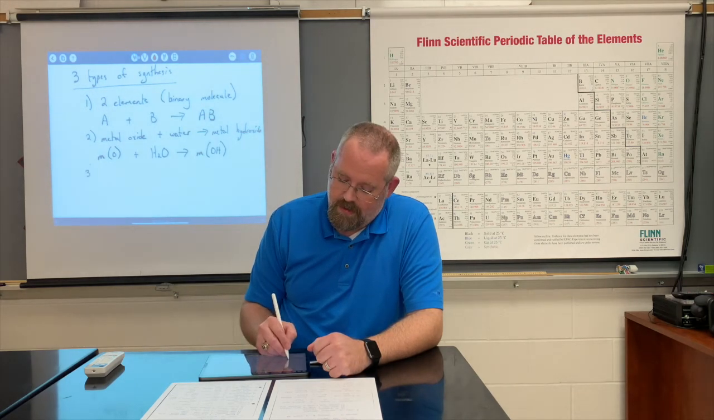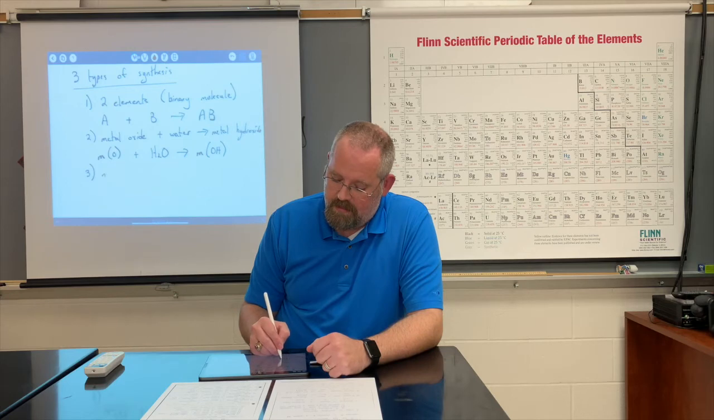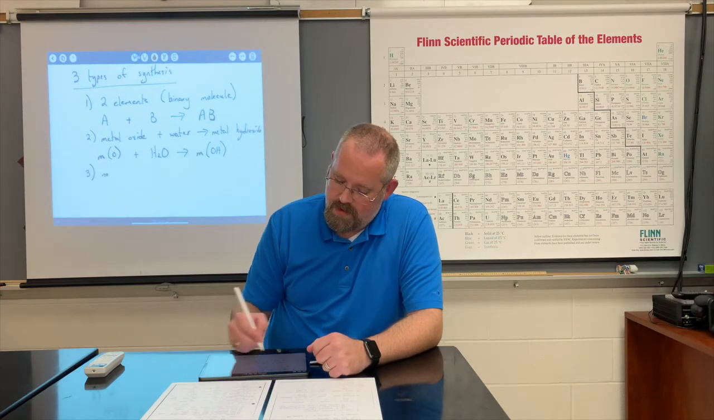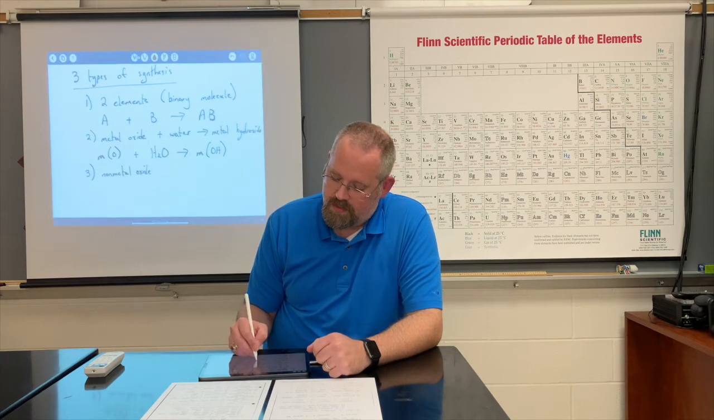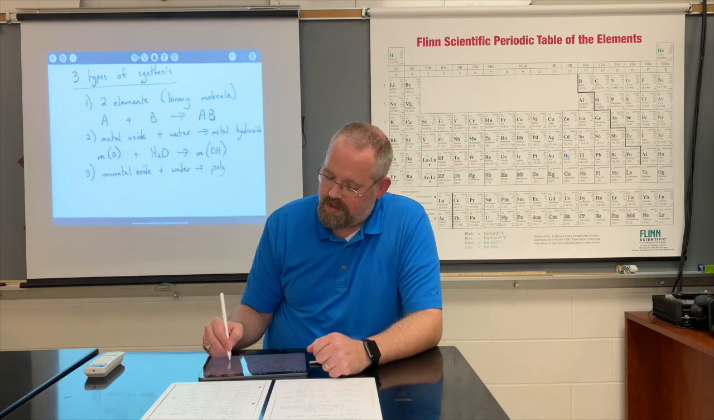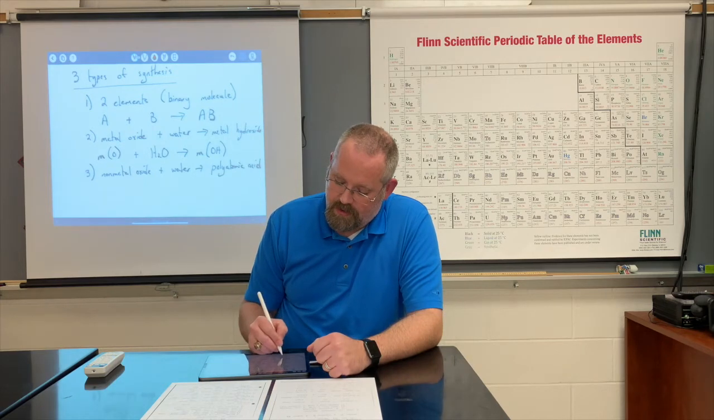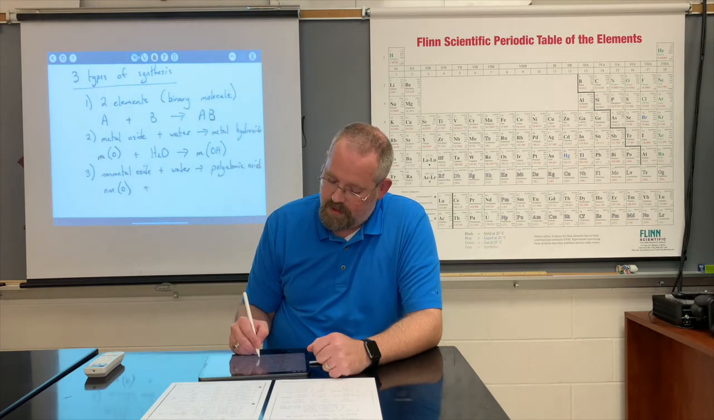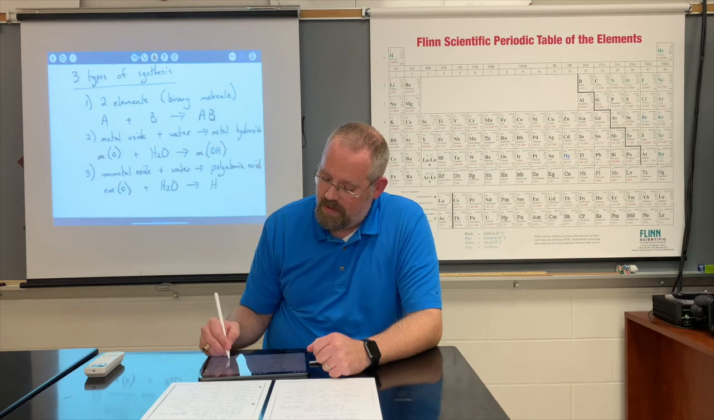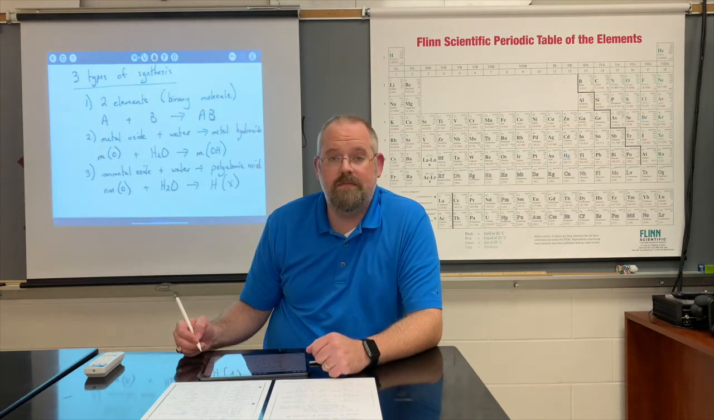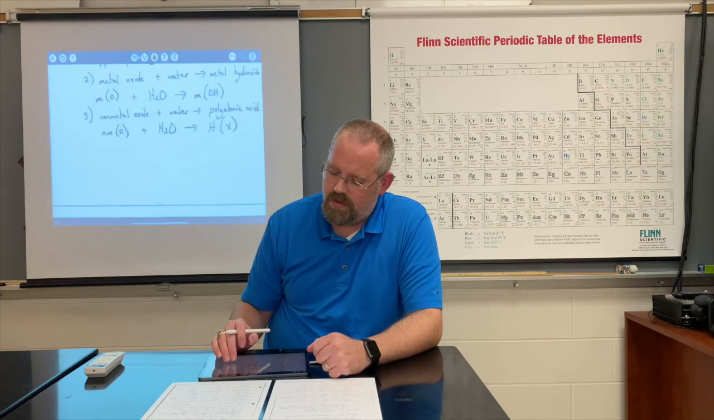All right? And the third type we're going to talk about is a non-metal oxide. Excuse me. Non-metal oxide plus water. And that's going to give us a polyatomic acid or an oxyacid. Okay, so we have some type of non-metal oxide plus water, and that's going to give us some type of acid. Okay, so let's go ahead and do a couple of examples.